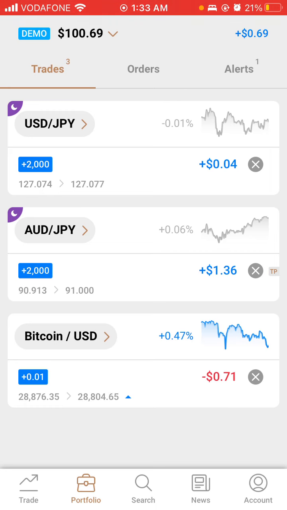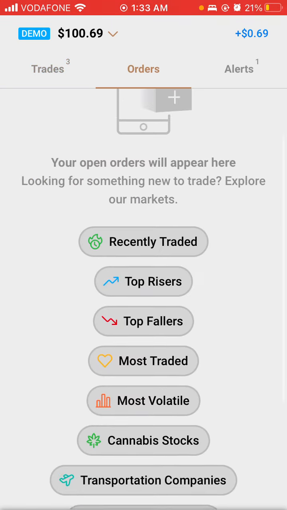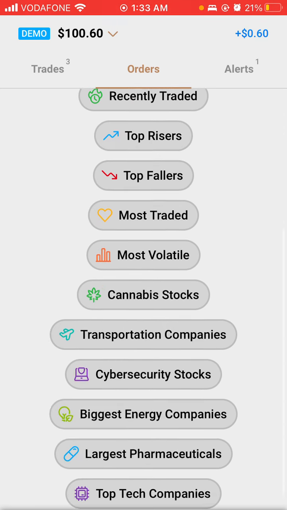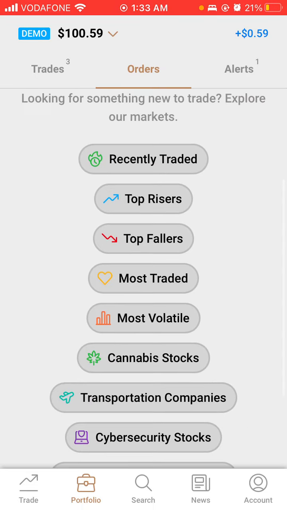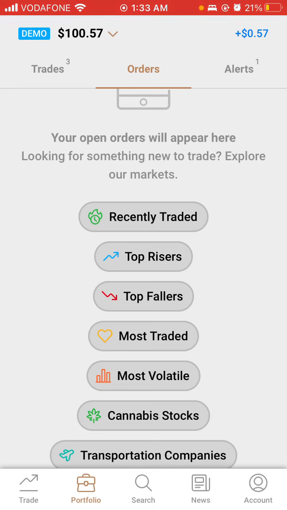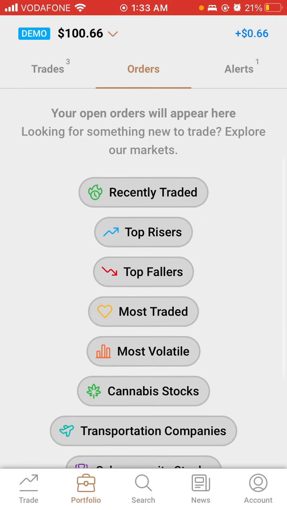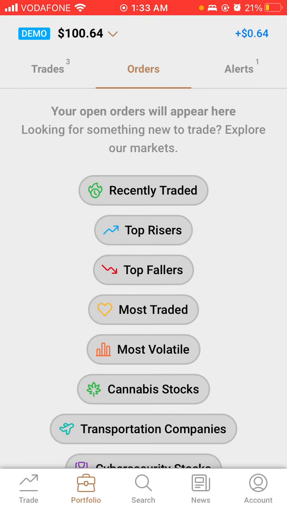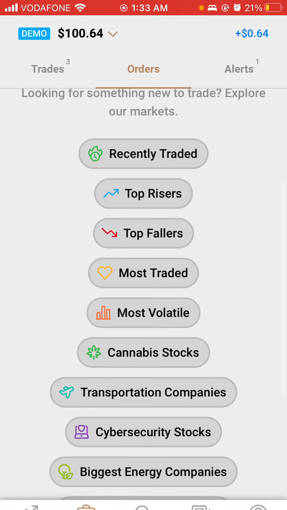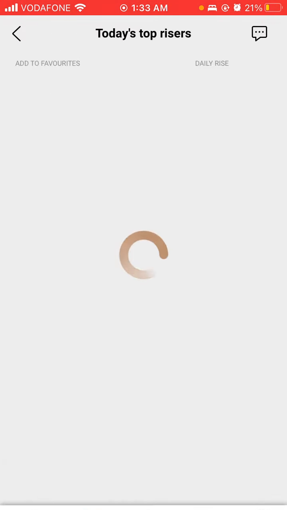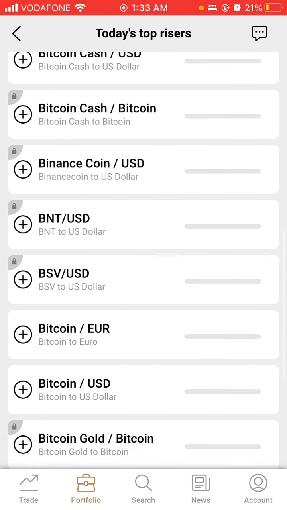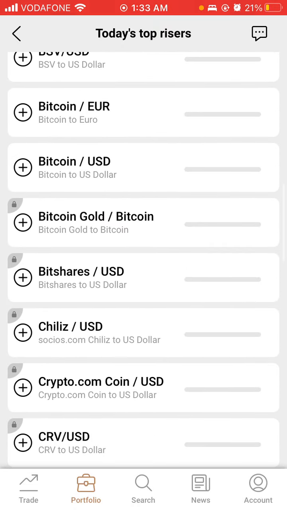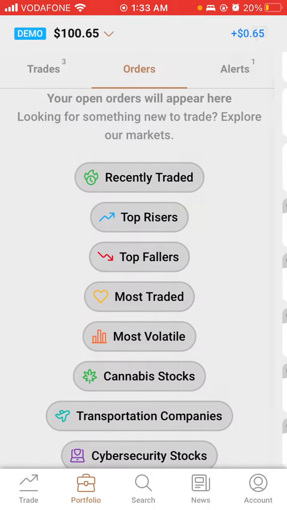The same thing with Bitcoin and everything. So this is orders, recently traded, top risers, top fallers. These are good for, let me say, a beginner. For example, if you're looking for the right market to get into, you just click on recently traded or top risers, and I think most people will go for the top risers. That's to find the uptrends. So you just click here and you see the uptrends, the markets that are doing well within the last 24 hours. So as you can see, these are them.